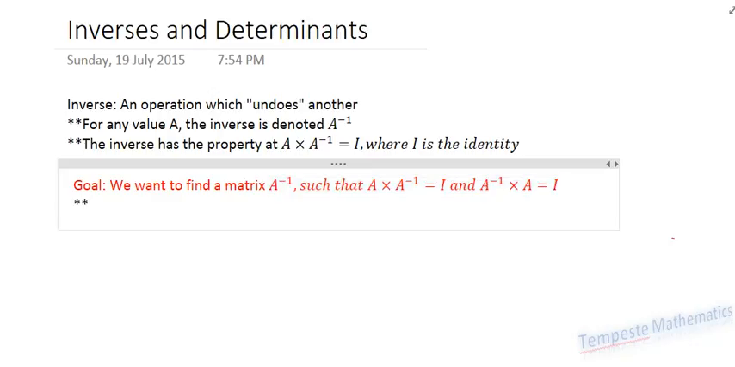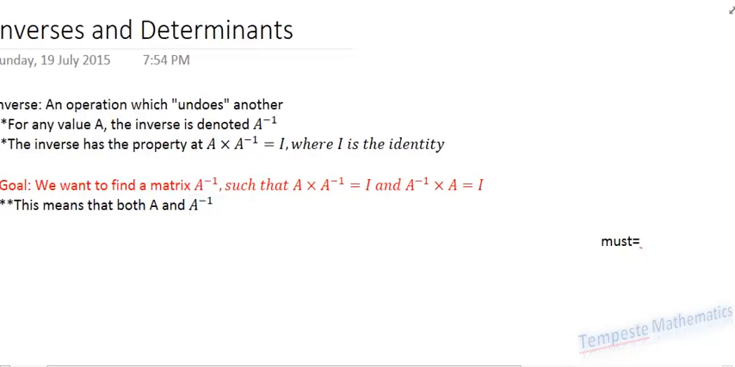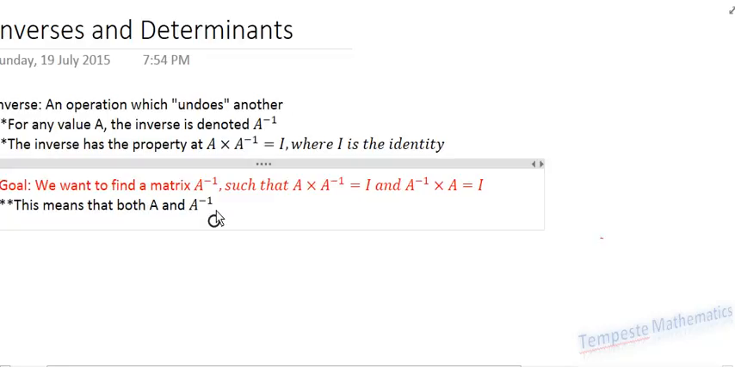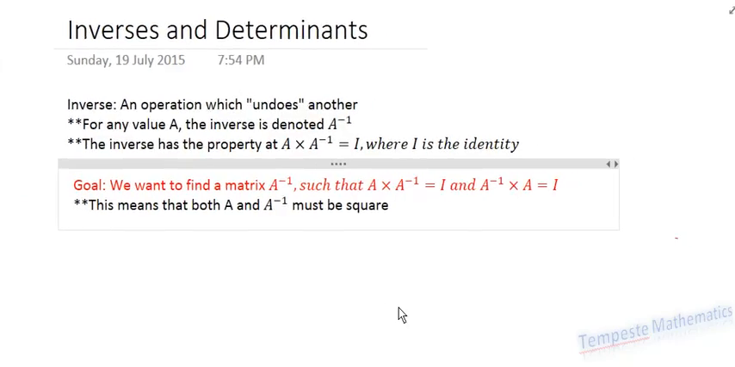So just a little note, this means that both A and A inverse must be square. So we will only be finding the inverses of square matrices. The inverses of other matrices simply do not exist. You just can't find any matrix anywhere that has this property.